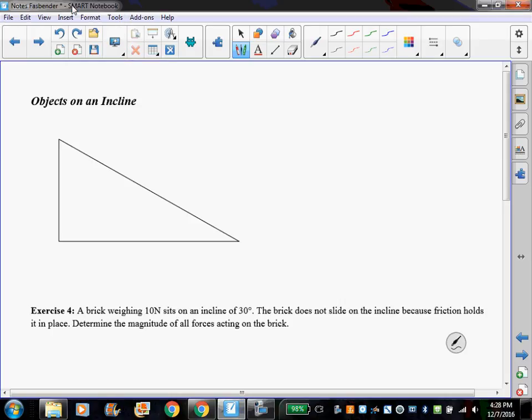Let's look at an object that's sitting on a ramp. I am very creatively going to make my object a box. And the first thing we always like to do when we encounter a new problem is make a force diagram. If we make the force diagram for this box, we know that there's a force of gravity on the box by the Earth.